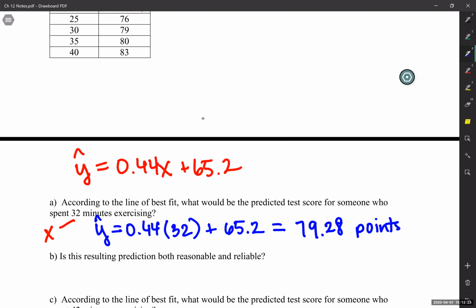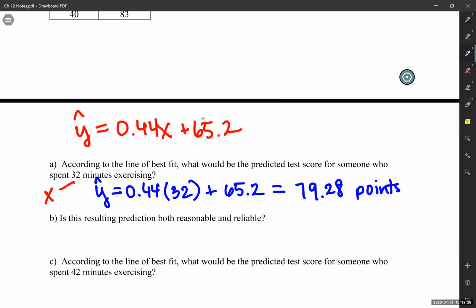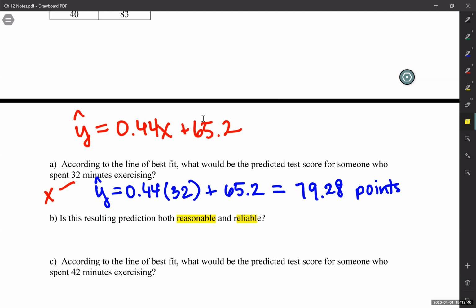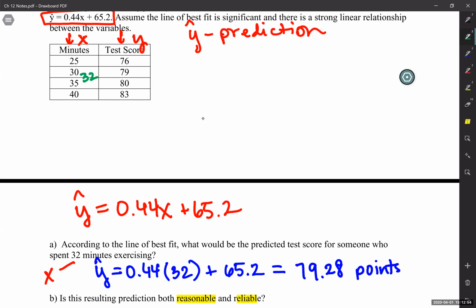Okay, so here is the part of this section that's different, because what we just did wasn't really different than the last section. What we're focusing on in this video is: is that reasonable, and is it reliable? The way we can tell, first of all, is it reasonable? You just look at this problem and you say the first two would be about here, in between 30 and 35. And then 79.28, yeah, that's reasonable.